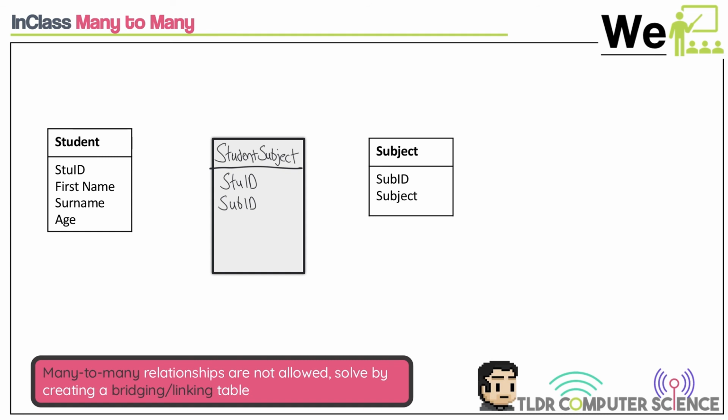What's the relationship between student ID in student and student ID in student subject? What's the relationship going to be? One to many. I completely agree with you. Because each student will appear once in here, but multiple times in here. What about sub ID in subject to sub ID in student subject? There you go.